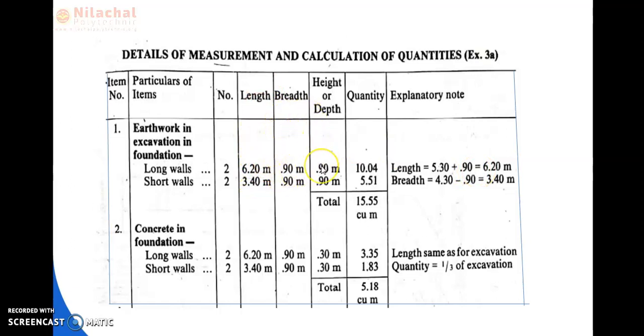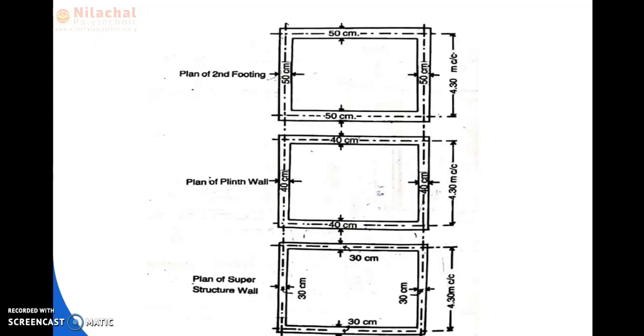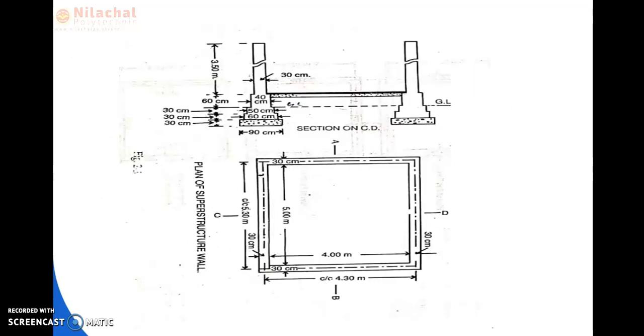Then, the height of the long wall is how much? For excavation, we consider the height from the bottom of the foundation to the ground level. The ground line is here. The bottom of the foundation is cement concrete, and first footing, second footing. The total distance we consider from the bottom to the ground level. Here 30 centimeter plus 30 centimeter plus 30 centimeter, total is 90 centimeter. From the bottom to the ground level the distance is 90 centimeter.